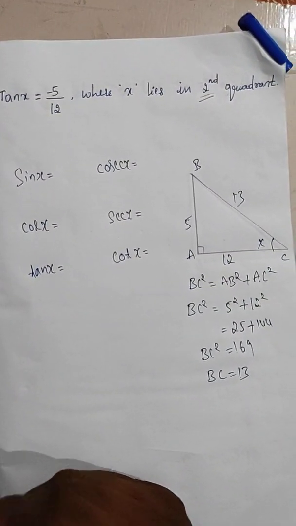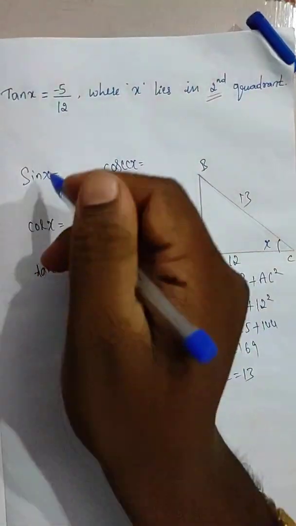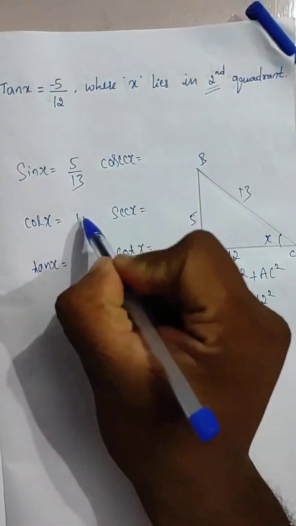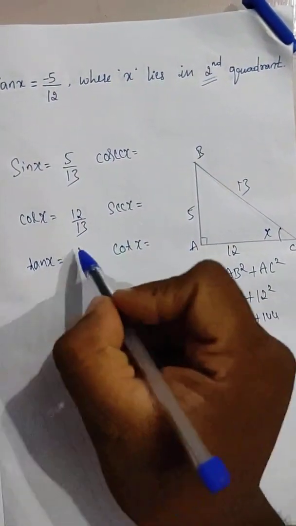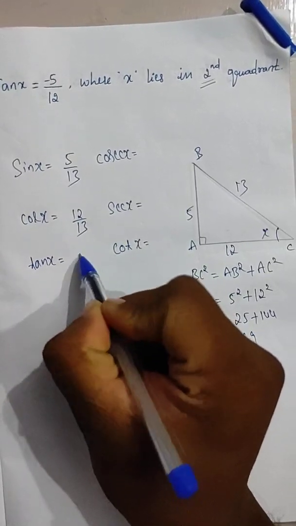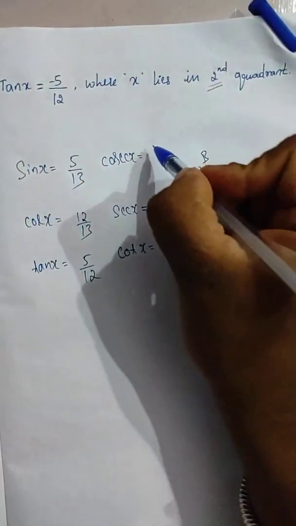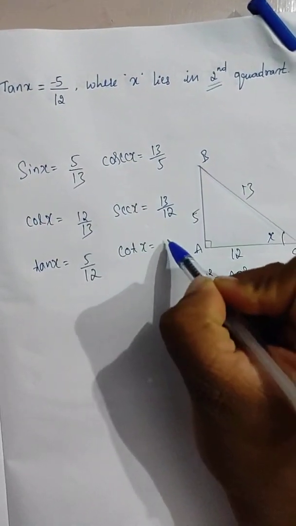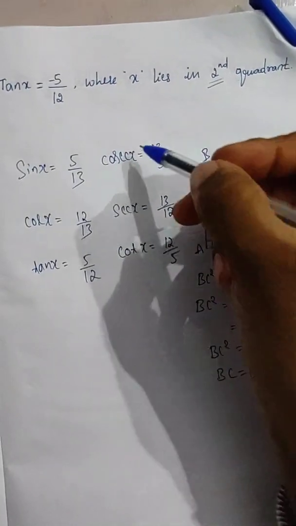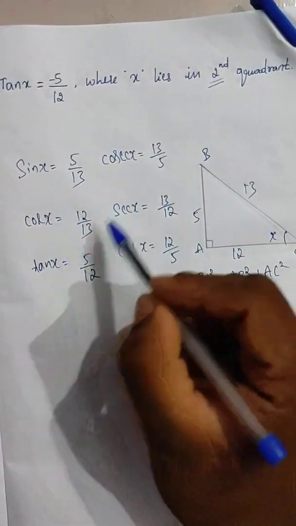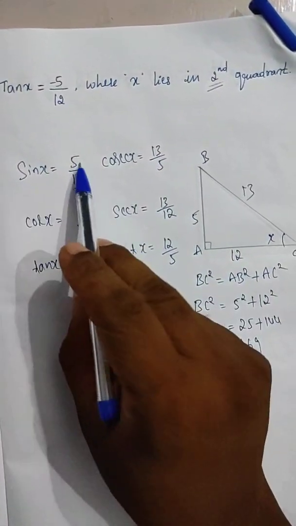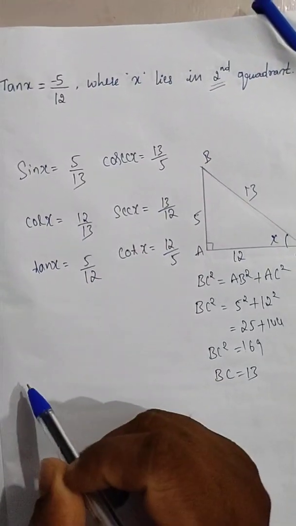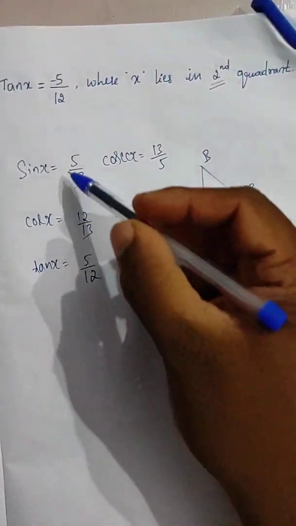Now you want to find the ratios. Sine is opposite by hypotenuse, which means 5 by 13. Cos x is adjacent by hypotenuse, which means 12 by 13. Tan x is opposite by adjacent, which means 5 by 12. So cosecant x is the reciprocal: 13 by 5, secant 13 by 12 and cot 12 by 5. While writing cosecant, secant, cot, it is very easy. Just write the reciprocal of these. Is it clear? The sine ratio is opposite by hypotenuse, cos ratio is adjacent by hypotenuse, tan ratio is opposite by adjacent. Now we are just writing the reciprocals.